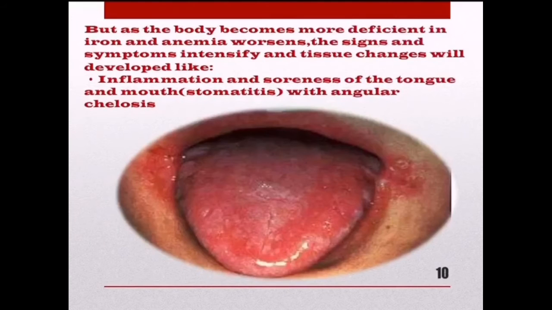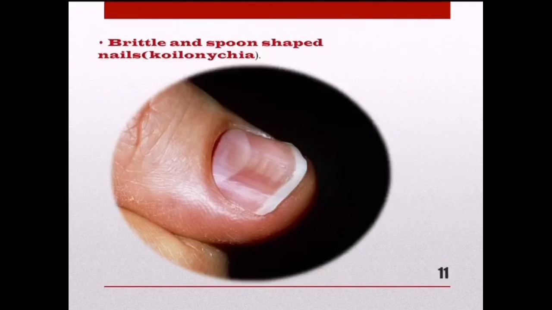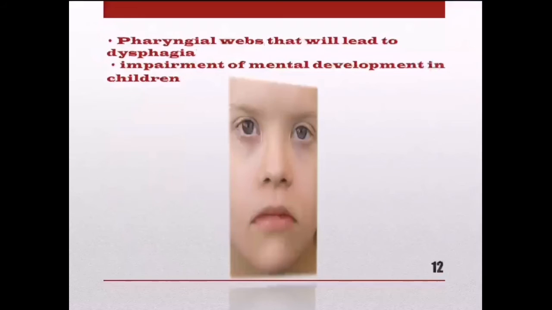But as the body becomes more deficient in iron and anemia worsens, the signs and symptoms intensify and tissue changes will develop. This will include inflammation, swelling, and soreness of the tongue and mouth, stomatitis, with angular cracks of the lips, cheilosis, brittle and spoon-shaped fingernails, koilonychia, and pharyngeal webs that will lead to dysphagia.